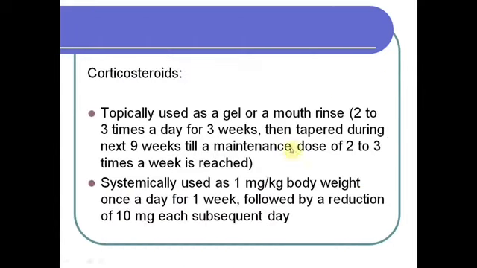Corticosteroids are used topically as a gel or mouth rinse 2 to 3 times a day for 3 weeks, then tapered during the next 9 weeks until a maintenance dose is reached. So we need to reduce the doses until 2 to 3 times a week is reached. Systemically, it is used as 1 milligram per kilogram body weight once a day for 1 week, followed by a reduction of 10 mg in each subsequent day.